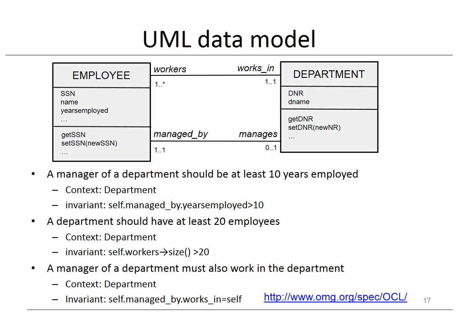A final constraint says a manager of a department must also work in that department. In OCL, this becomes self.managedby.worksin equals self. From these examples, it is clear that OCL is a very powerful language which allows us to add a lot of semantics to our data model. For more details on OCL, we refer to www.omg.org/OCL.